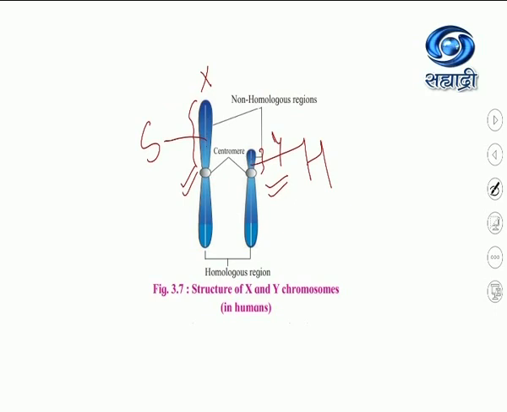Holandric gene shows straight inheritance, father to son. Sex-linked gene shows crisscross inheritance, mother to son, from son to granddaughter, again granddaughter to her son, great-great-grandson. So crisscross inheritance. And this lower region, it is homologous, similar types of genes are present. So I hope you understood. Difference between X and Y chromosome diagram can also be asked.